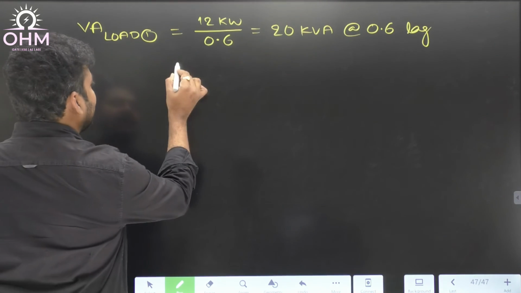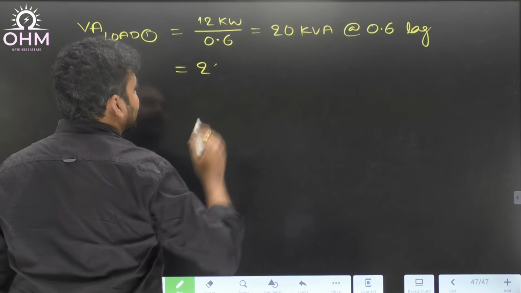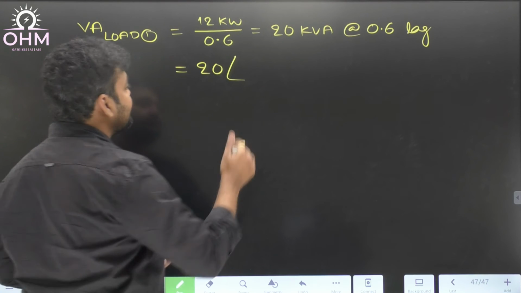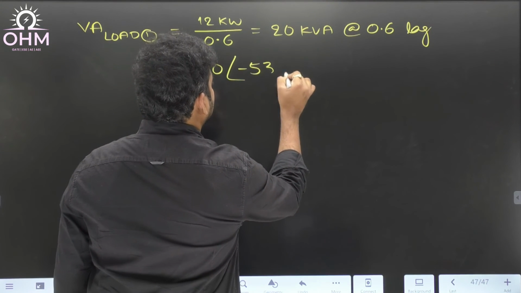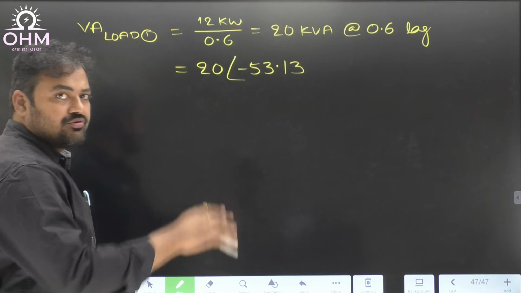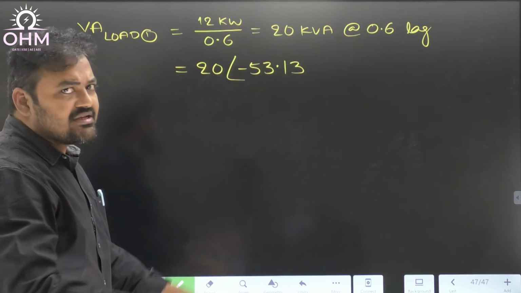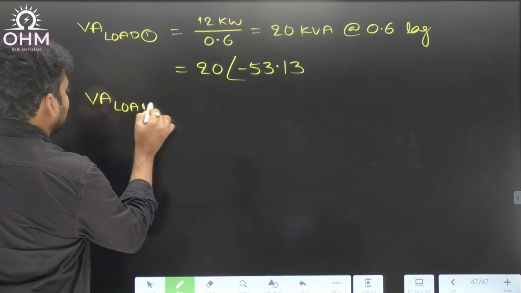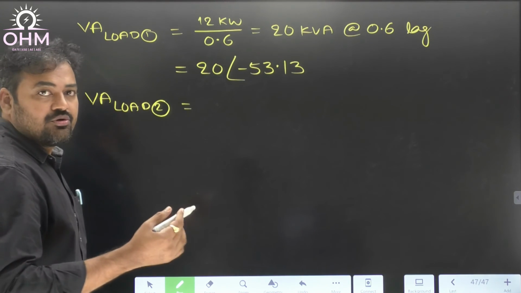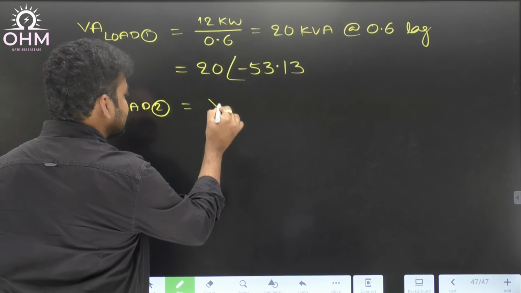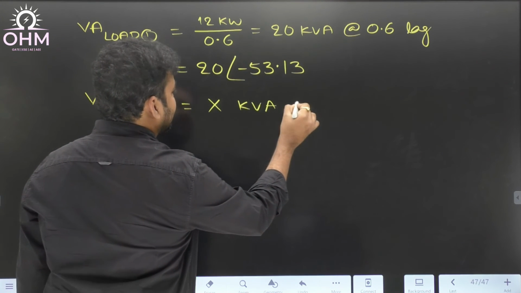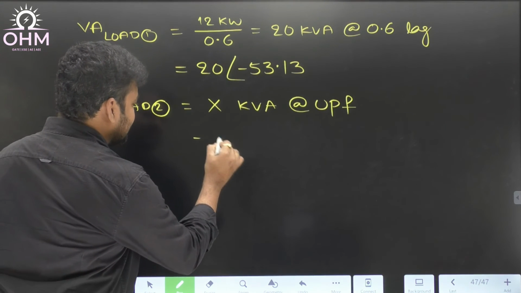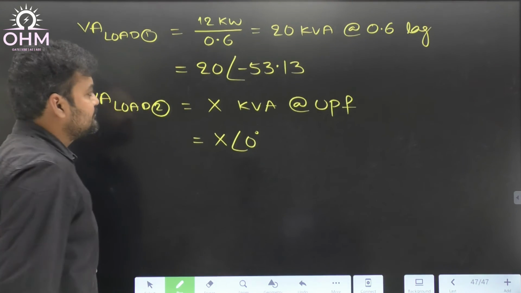That means with respect to angles, how can I write? 20 at an angle. 0.6 power factor means what is the power factor angle? 53.13. I'm not doing conjugate, guys. If you do conjugate, you'll get plus 53.13. That doesn't matter anyway. Okay. What is the new load? This is load number 2. I don't know what the new load is. That is the answer I have to find out. I'm assuming, let's say, some X kVA, but this is at which power factor? Unity power factor. Unity power factor means X at an angle 0 degrees.